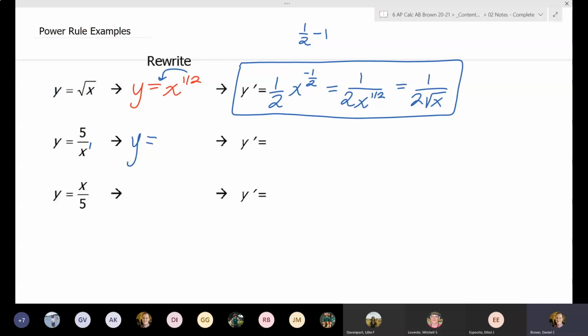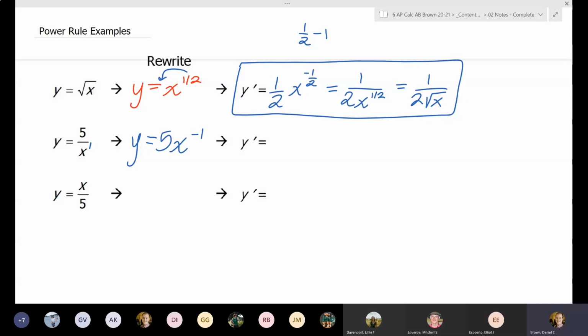And the answer to that is I can rewrite it. I can pull that 5 up out of the denominator, not the 5, leave the 5, bring the x up out of the denominator as x to the negative first power. And the reason, again, why I want to do that is so it looks more like that power rule formula, the general power rule formula. And so now I can go ahead and take the derivative.